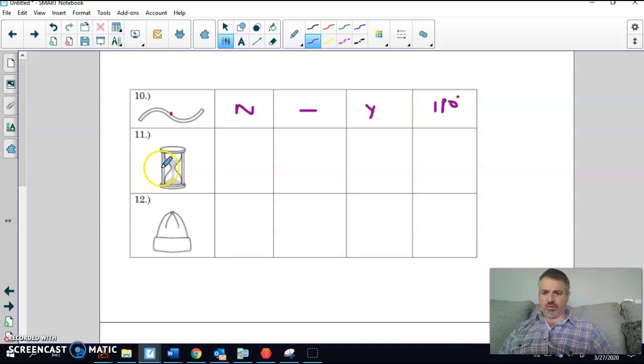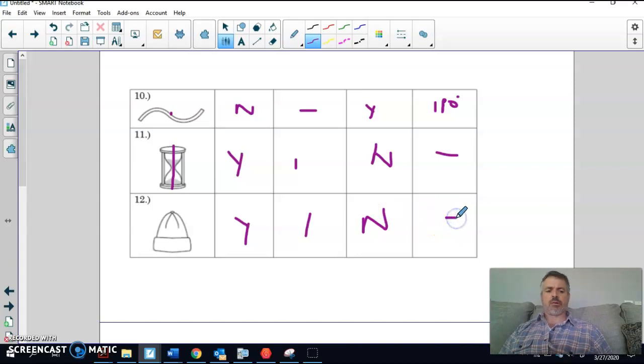This one, I got a couple lines of symmetry. No, I guess I just have 1. If I use the sand in there, I would say I just have 1 line of symmetry. Rotational wise, I wouldn't say there's any. On this hat, I see 1 line of reflection, but I do not see any rotational. So that is line symmetry and rotational symmetry.